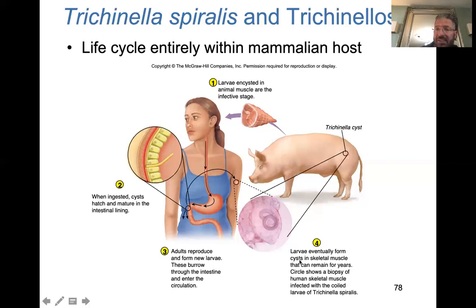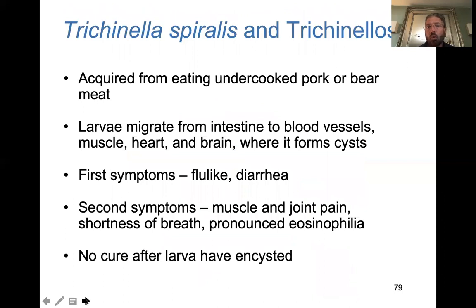Larvae eventually form cysts in skeletal muscle that can remain for years. The circle shows a biopsy of human skeletal muscle infected with the coiled Trichinella spiralis. Spiralis means spiral. That's in muscle tissue. So this isn't quite as bad as the pork tapeworm. Pork tapeworm does similar stuff, but the pork tapeworm really likes your diaphragm and ciliary muscle, some really important muscles. It is acquired from eating undercooked pork or bear meat.